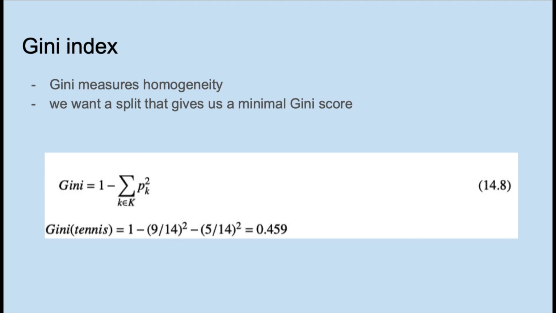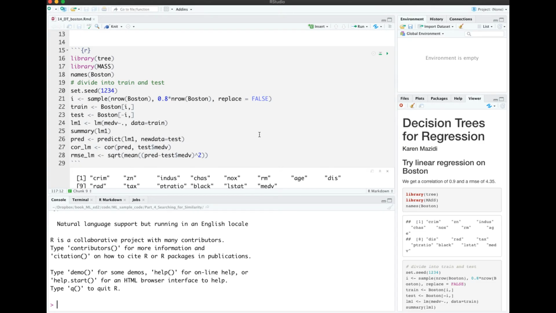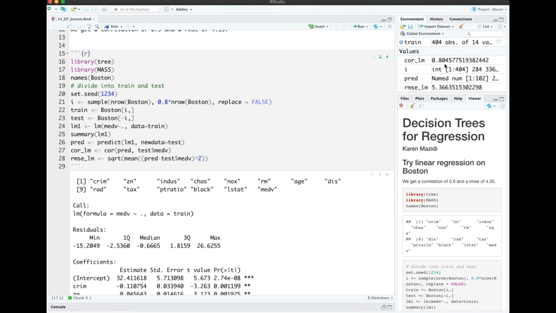Let's look at a decision tree regression example. We're going to do regression on the Boston housing data. First, as a baseline, we'll perform linear regression. We see we got a correlation of 0.8045 and a root mean squared error of 0.5366, which in this data set means that we were off about $5,366 predicting the home price.